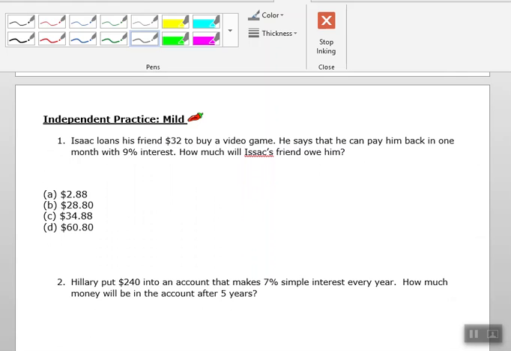All right, Isaac loans his friend $32 to buy a video game. He says that he can pay him back in 1 month with 9% interest. How much will Isaac's friend owe him? Well, first of all, if your friends are lending you money with 9% interest in a month, you should maybe find new friends, okay? But let's see.